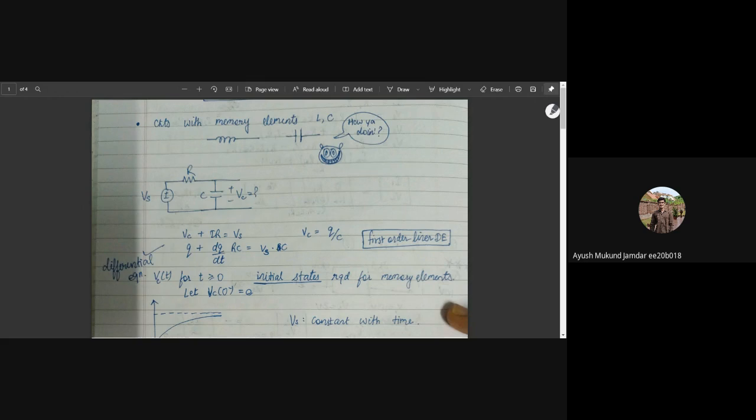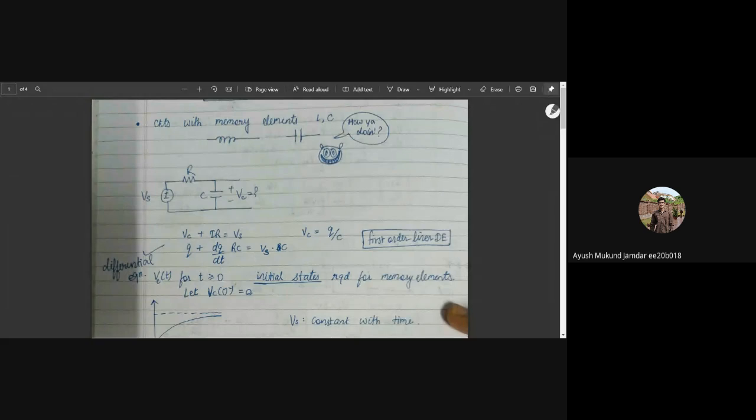In this video, we start with the first order systems. That is, we have come to capacitors and inductors. So far, we were dealing only with current and voltage sources, dependent sources, and resistors. But now we'll have introduced capacitors and inductors as well.